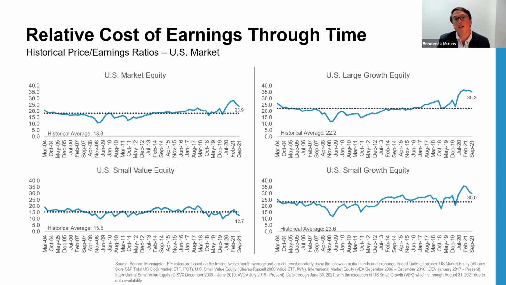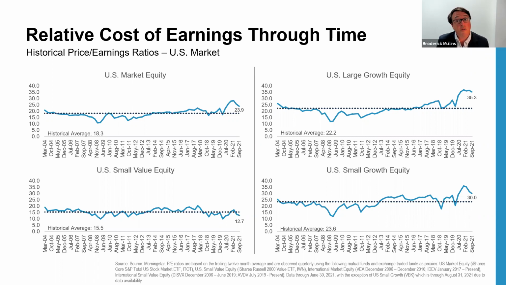Here we have the same analysis, but isolating US equities, so we can see how valuations compare across different styles. Recalling the annualized performance slides, we know that large cap growth has had an exceptional 10-year period. We can see that the growth in prices has exceeded the growth in earnings, and the price to earnings ratio has climbed to 35.3 to close out the quarter.